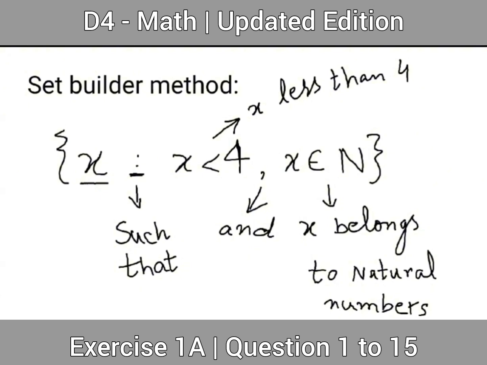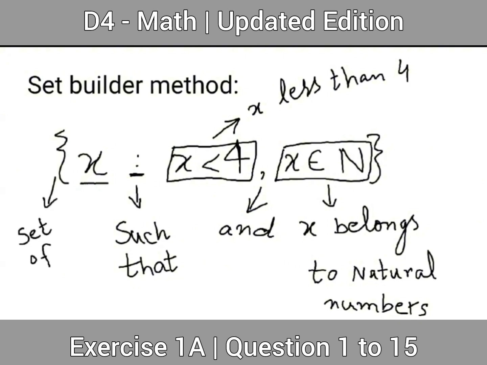Now we will discuss these two conditions in detail. The first condition says that x is less than 4. We have this condition since we have been asked for just the first three natural numbers. But this condition is not enough, as less than 4 can mean a decimal number or a negative number less than 4, and that's precisely why we have the second condition. It will make more sense if we read it as a whole aloud: set of all x such that x is less than 4 and x belongs to natural numbers. So this is the set builder method to write down a set in a powerful way in mathematical terms.